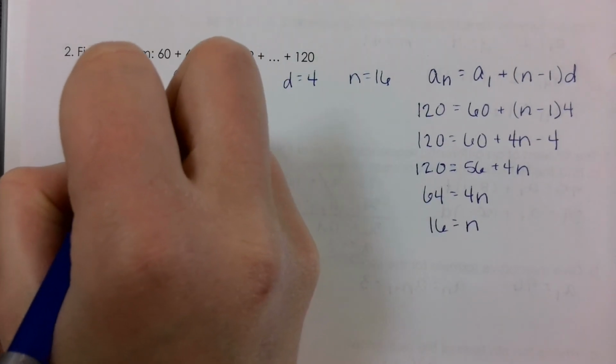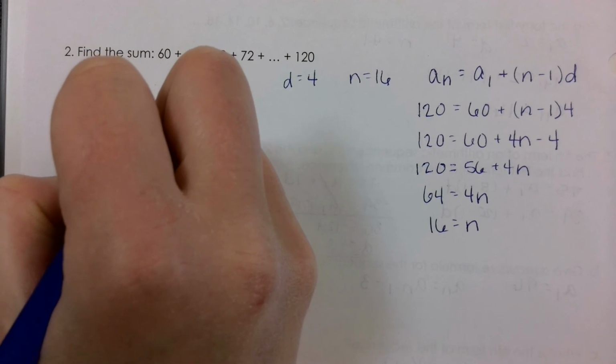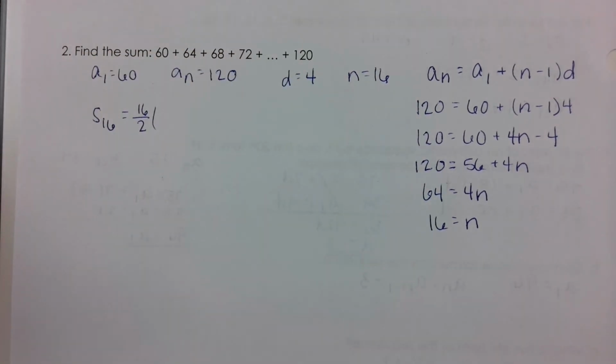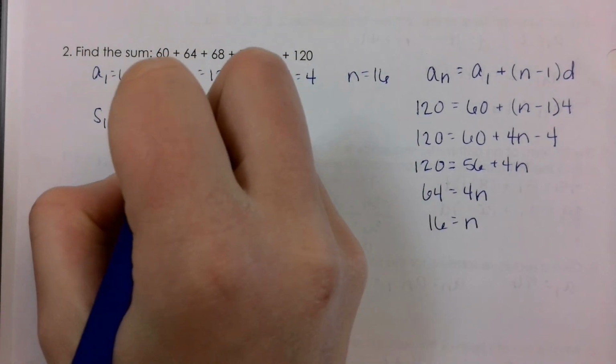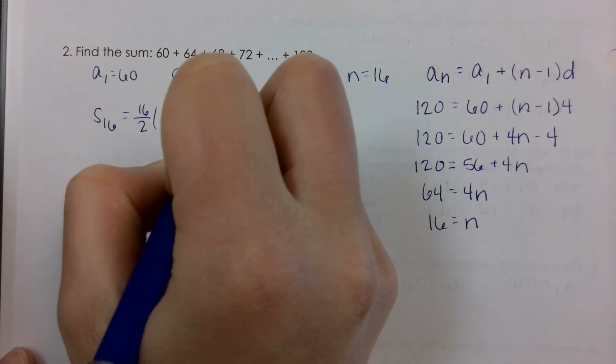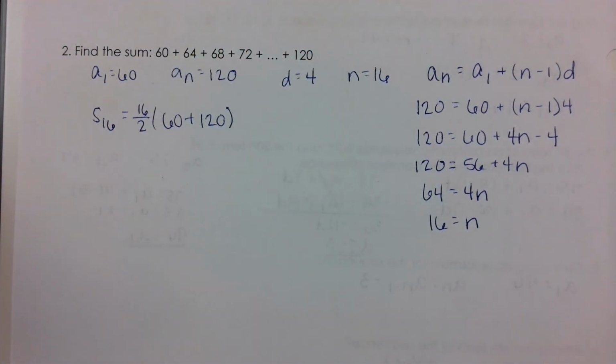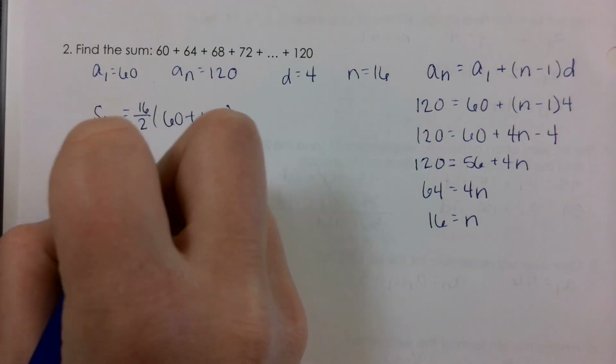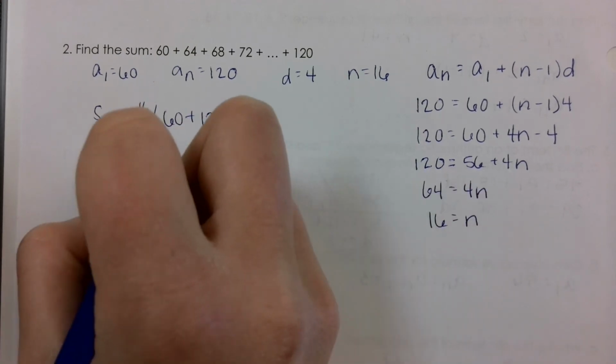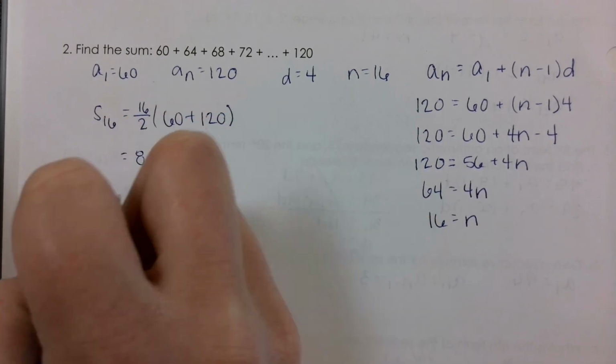Equals 16 over 2, because we're doing n over 2. And then inside your parentheses, we're doing your first term plus your last term. So 60 plus 120. So that's going to be 8 times 180. And what does that give you?